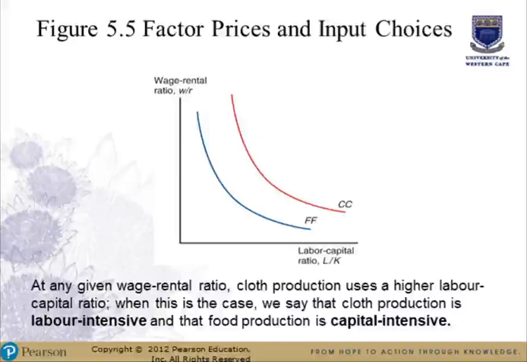relatively capital intensive. Note that the intensity of a factor in production depends on the ratio of labor to capital used in the production of a good. Therefore, within a two-good model, one good cannot be labor and capital intensive at the same time. The curves CC and FF are relative factor demand curves. Their downward slope reflects the substitution effect. That is, as the wage rate rises relative to the rental rate, firms substitute labor for capital in the production process.